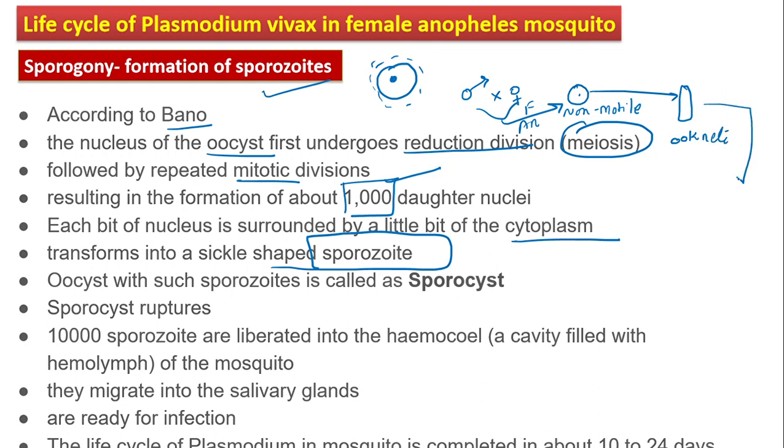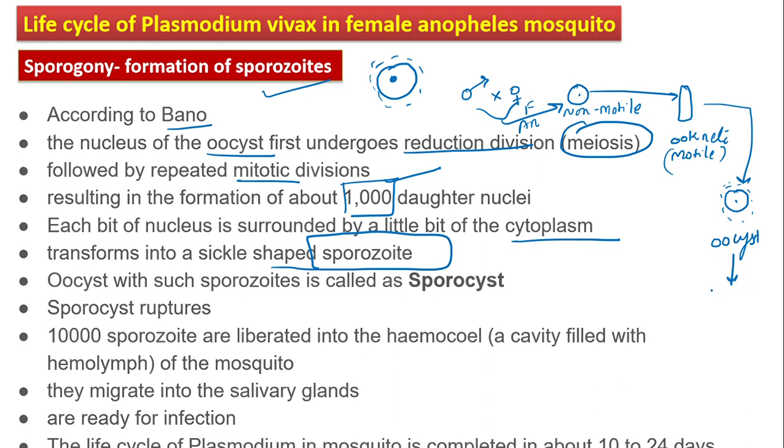कहाँ पे हो रहा है? अब तक सब lumen में हो रहा है. ठीक है, now this ookinete is going to enter, it is motile, it is going to enter beneath the basement membrane and again convert into round structure and it has cyst around itself. Now we call it as oocyst. Now this oocyst, what will happen?